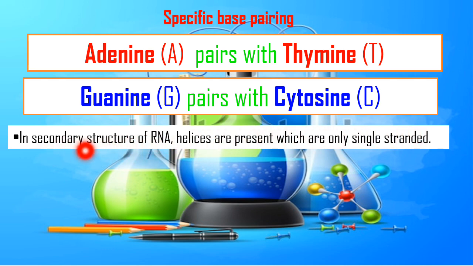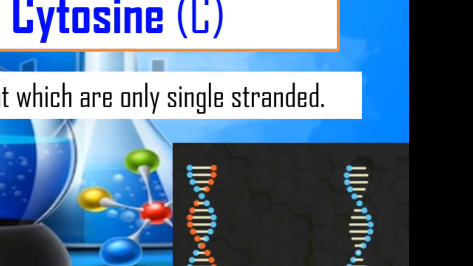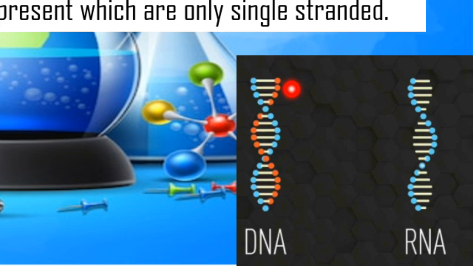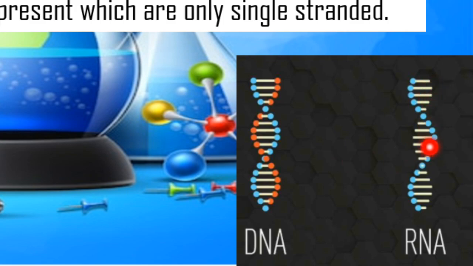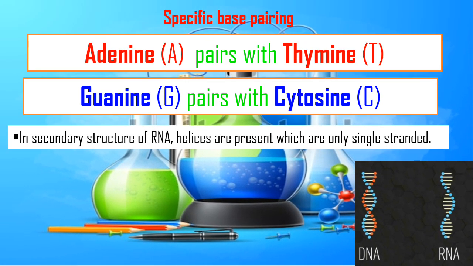In the case of RNA, the secondary structure has helices present, but they are not double stranded. DNA is double stranded, whereas RNA is only single stranded. Can you see this diagram? This is the DNA structure and this is the RNA structure. This red colored dotted structure is one polynucleotide chain, and the blue colored one is another polynucleotide chain. So two polynucleotide chains are wound about each other. Can you see these white lines? This is the hydrogen bond between the bases, adenine, thymine, and guanine as well as cytosine. Whereas in the case of RNA, we see only a single strand. The secondary structure is single stranded.